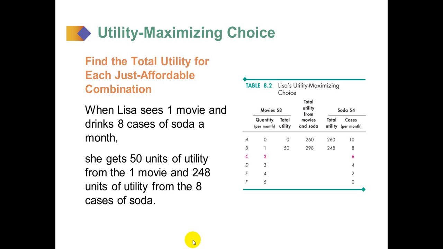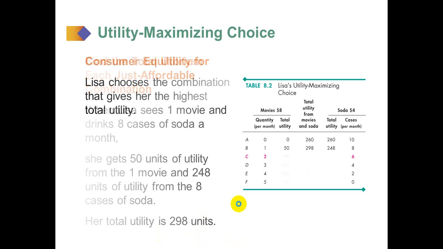Here, find the total utility for each just affordable combination. For example, when Lisa sees one movie and drinks 8 cases of soda a month, she gets 50 units of utility from one movie and 248 units of utility from the 8 cases of soda. Her total utility here is equal to 298 units.